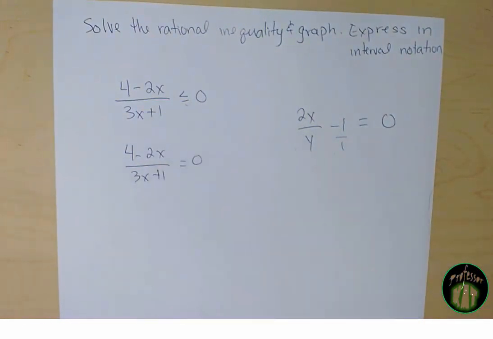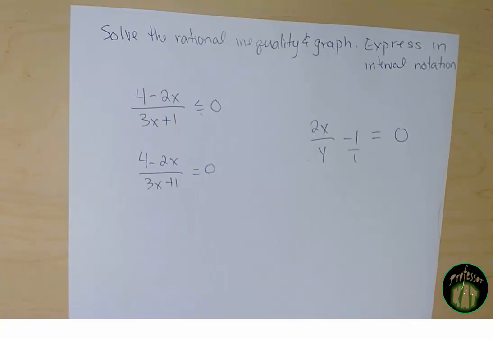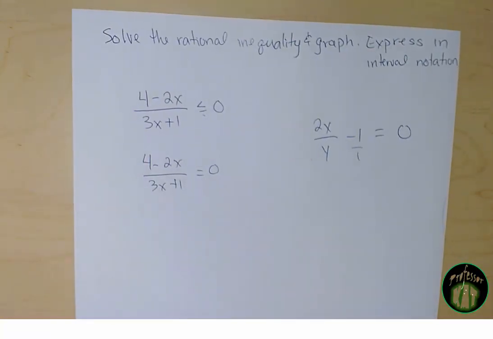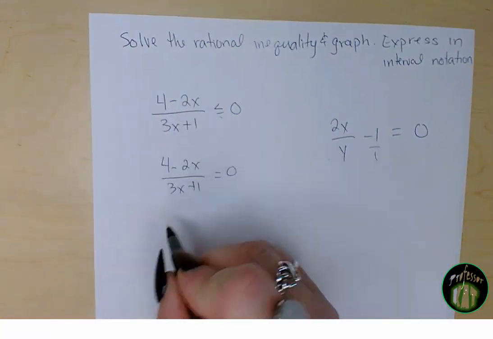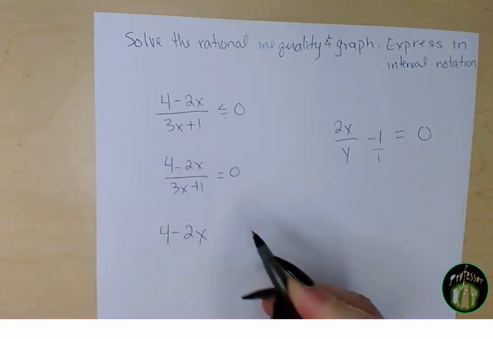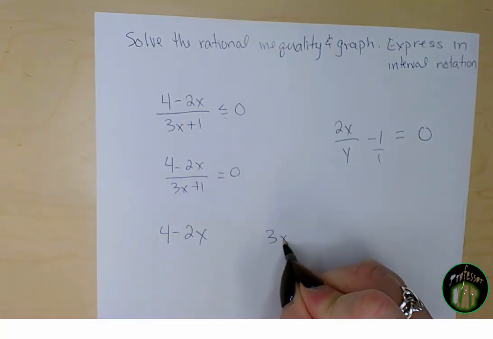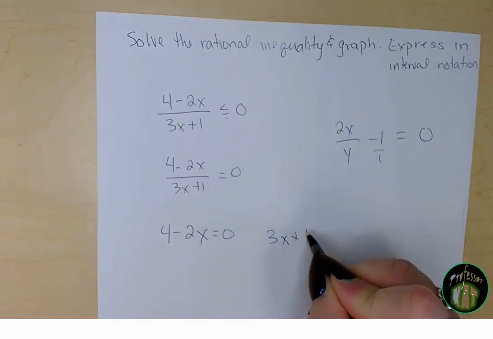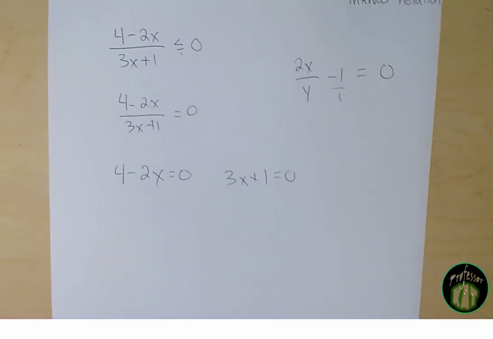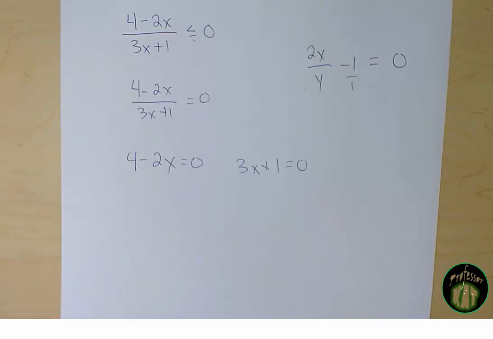But once we have everything in a single fraction, the next step actually says to separate the numerator and the denominator. So take what's in the numerator, separate that. Take what's in the denominator, 3x plus 1, and set them each equal to 0 and solve. So solve these two equations.